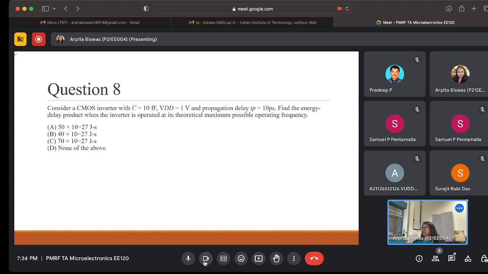So this is the question number 8. Consider a CMOS inverter with C equal to 10 femtofarad, VDD is 1 volt and the propagation delay tp is equal to 10 picosecond. Find the energy delay product when the inverter is operated at its theoretical maximum possible operating frequency. The first option is 50 into 10 to the power minus 27 joule second. The second option is 40 into 10 to the power minus 27 joule second. Option C is 70 into 10 to the power minus 7 joule second, and the fourth option is none of the above. So at least try.